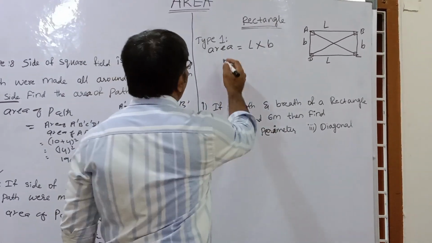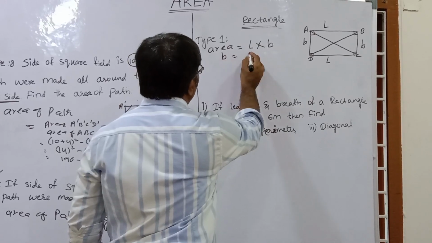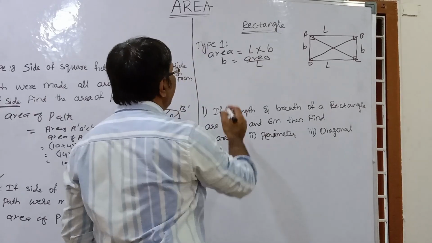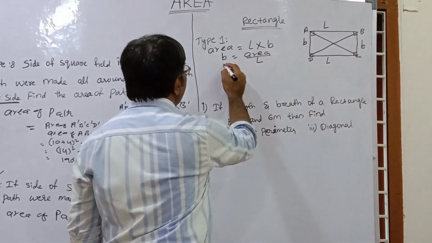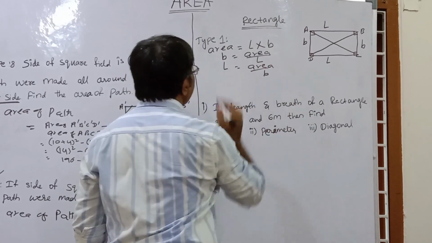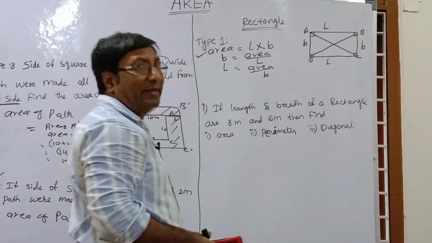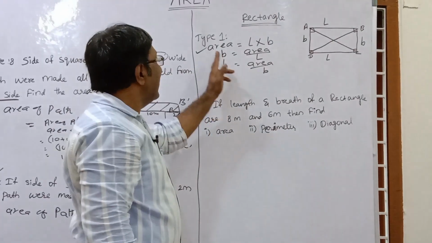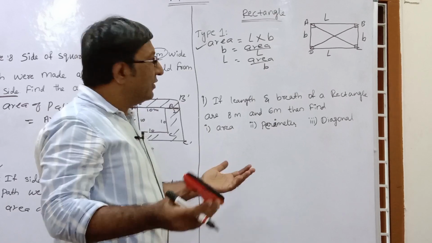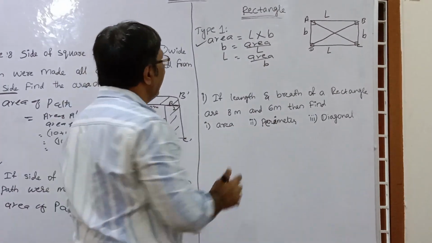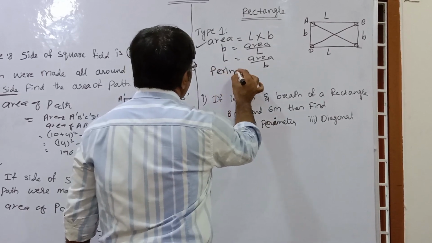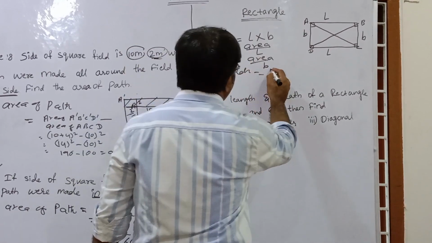How? We can find it this way: breadth equals what? That is area upon length. In the same way, suppose breadth is given, you can find L, that is area upon breadth. So this is the master formula: area equals length into breadth. Area, length, breadth: 3 terms, 2 terms are given, we can find the third term very easily. In the same way, next is what? Perimeter. So what is the perimeter of a rectangle?